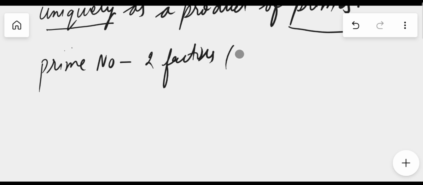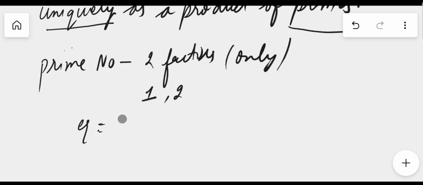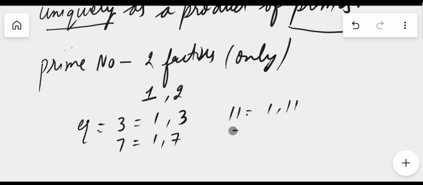A prime number is a number which has only two factors: one is the number 1 and the second is the number itself. Suppose I take an example of 3. The factors of 3 are 1 and 3. Next example is 7: the factors of 7 are 1 and 7. Take 11: the factors are 1 and 11. For 5, the factors are 1 and 5. So a prime number means a number which has only two factors, the number itself and 1.